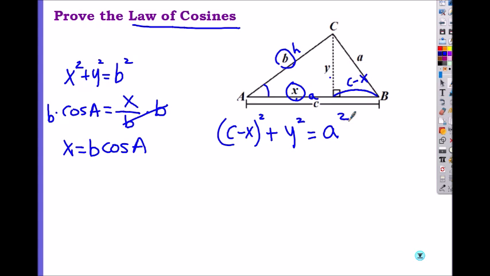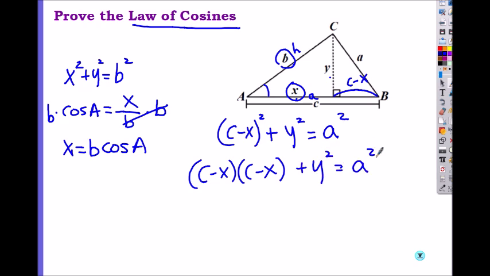So now we're going to go ahead and take the square of this and try to simplify it in terms of A, B, and Y. So here, let's FOIL this. This is the same thing as (C minus X) times (C minus X), right? When you have an expression squared, you don't just distribute it, you have to expand it and FOIL it. And it's plus Y squared equals A squared.